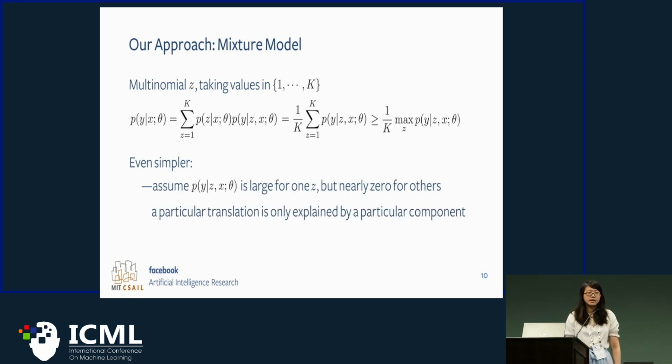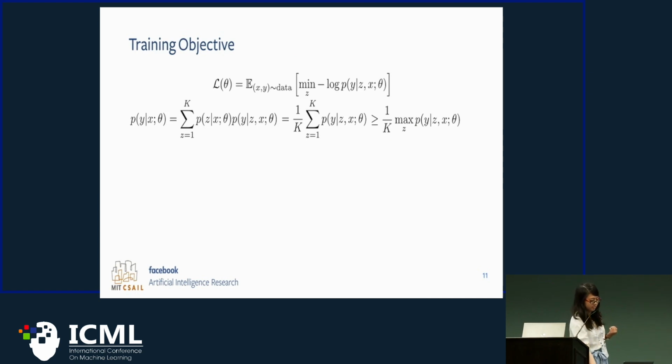Furthermore, we assume the likelihood P(Y given Z, X) is only large for one Z, but nearly zero for others. So a particular translation Y is only explained by a particular component Z. Then we can approximate the summation by the maximum term. Taking the negative logarithm, we get our loss function.